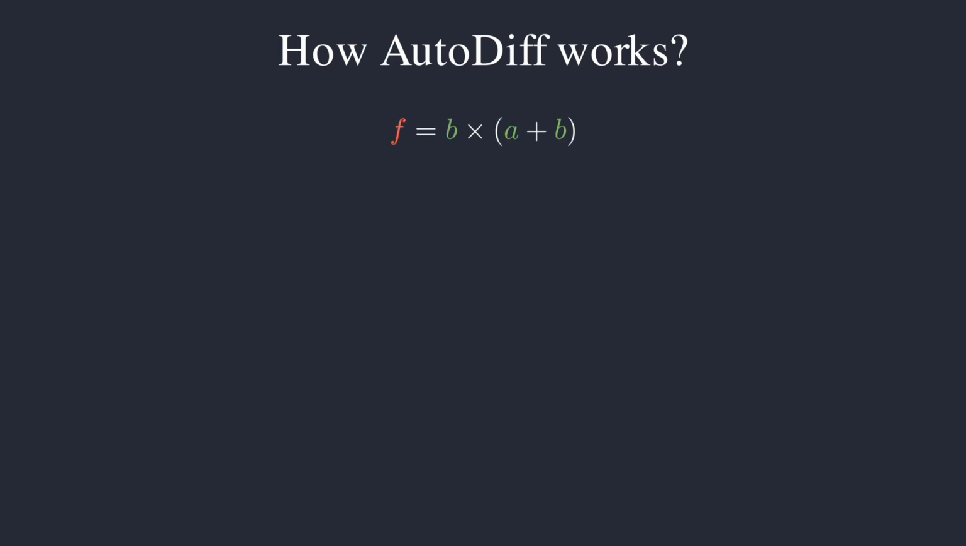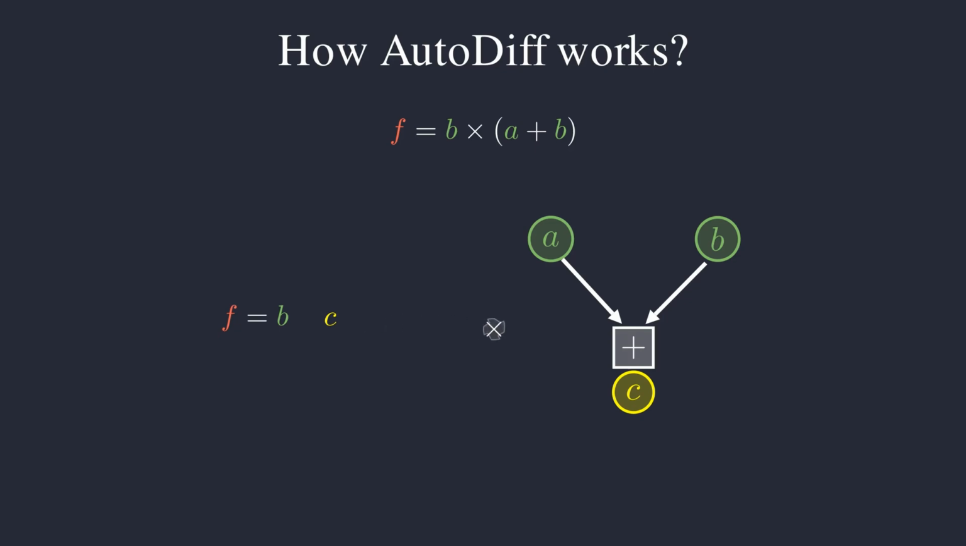I'll start with a very simple function involving addition and multiplication operations. This function can also be written as a series of operations, one after the other. A better way to understand this is by representing these operations as a graph. The input variables A and B form two leaf nodes. The intermediate node C is generated by adding these two input nodes, and finally we get the output F by multiplying C with B.